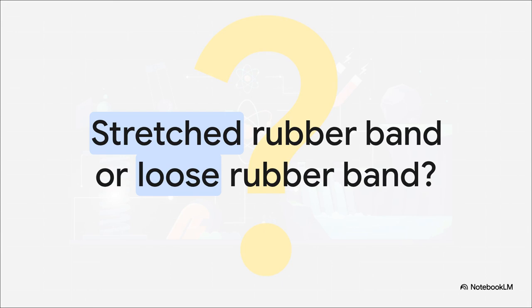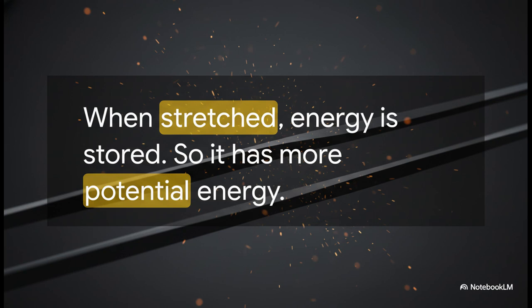So, applying that rule, let's ask, which of these holds more hidden power? A taut, stretched rubber band or a loose, relaxed one? Naturally, it's the stretched rubber band. The physical act of stretching it is exactly what packs the energy inside the material. A loose rubber band is just chilling in its resting state, so there's no stored energy there.